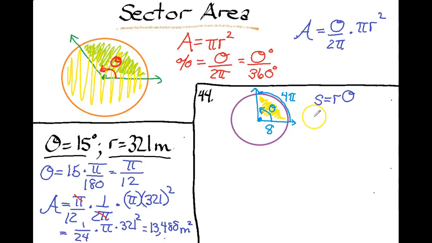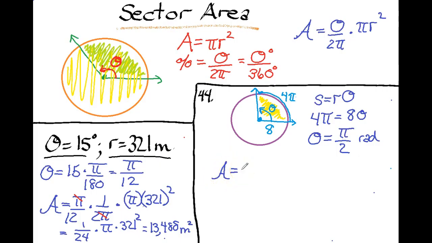We know what our arc length is, so we're going to plug in 4 pi for our arc length, and we're going to plug in 8 for our radius, and we're going to calculate our angle. We're going to divide both sides by 8, and we get pi over 2. So the angle of the sector area that we're trying to calculate is pi over 2 radians. And we're just going to plug that into our formula.